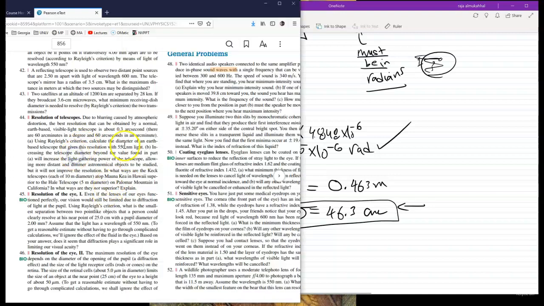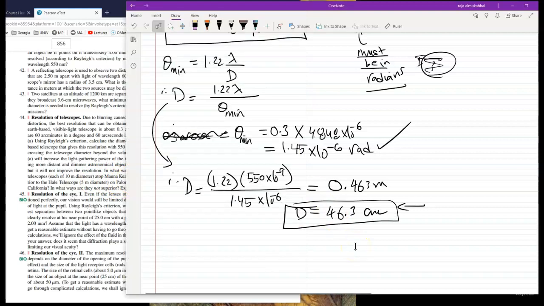And then part B, he said, increasing the telescope diameter beyond the value found in part A will increase the light gathering. In what ways? Okay, this is just a conceptual question. I'll leave it for you. And that's it. Got it? Okay, I think I'm going to stop here. That's all you need to learn for this chapter.